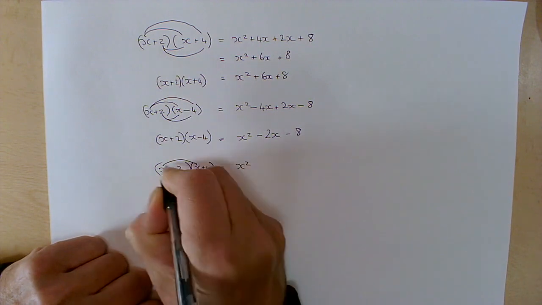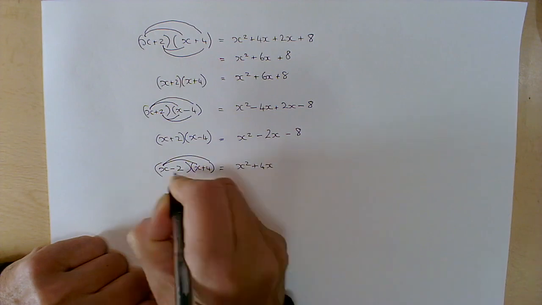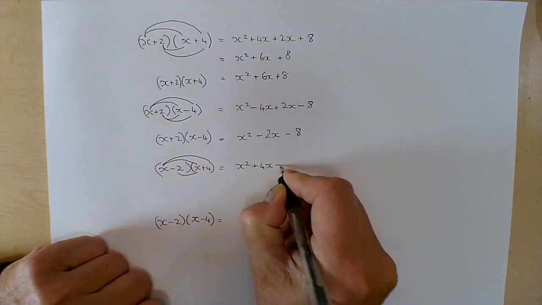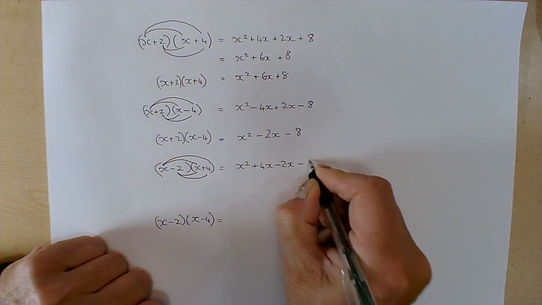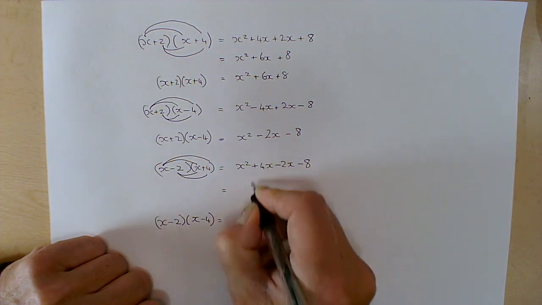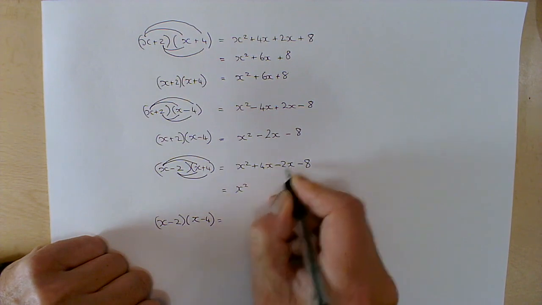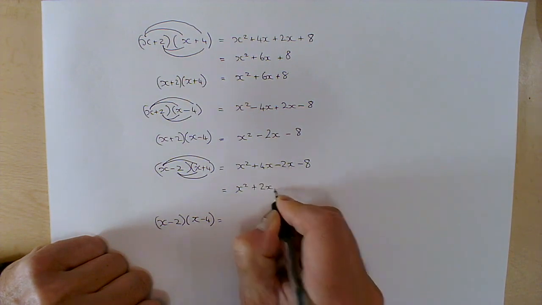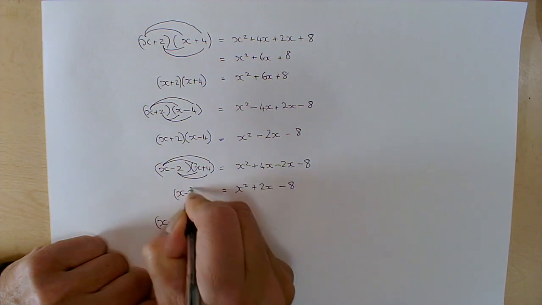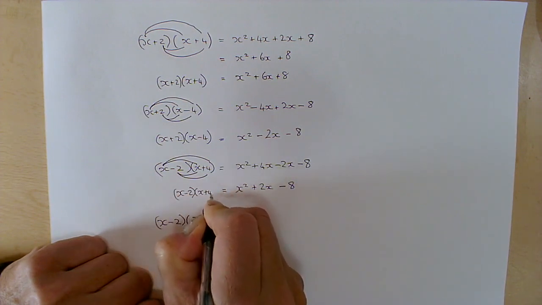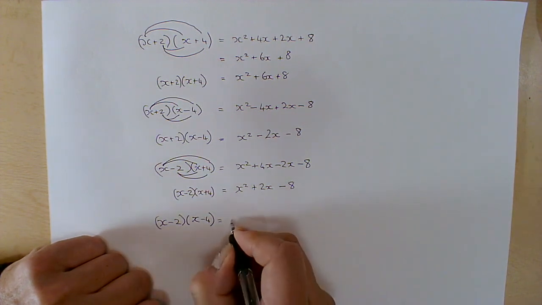x squared plus 4x minus 2x minus 8. Bring those terms together in the middle. x squared. This time it's plus 4x minus 2x, so it's plus 2x, minus 8. So (x - 2)(x + 4) equals x squared plus 2x minus 8.